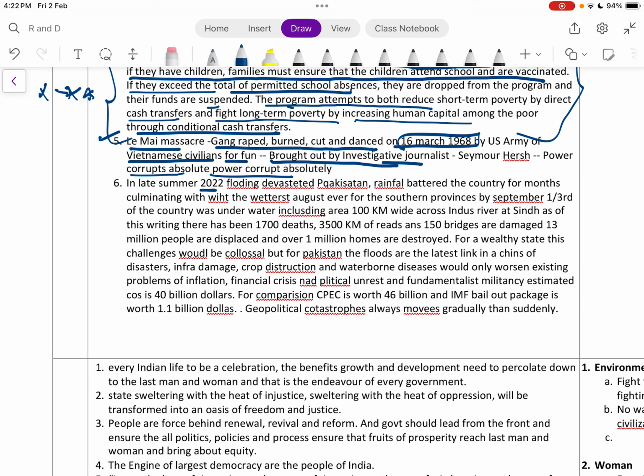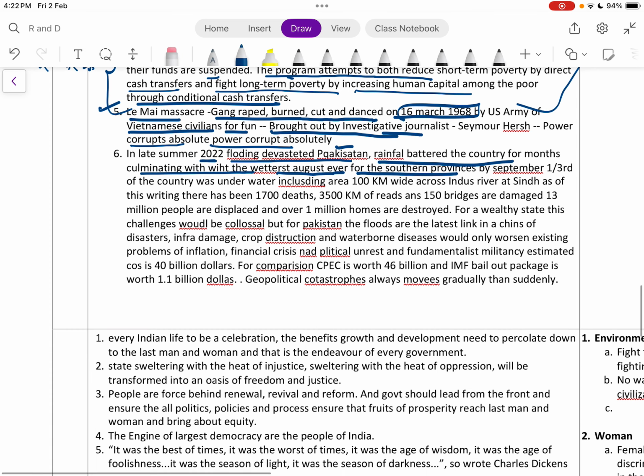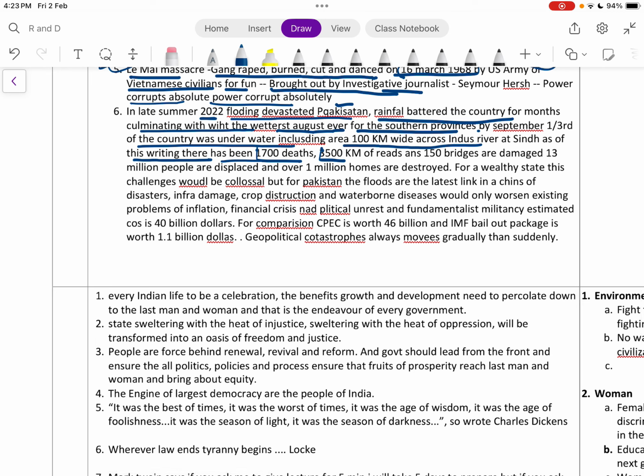In the late summer of 2022, flooding devastated Pakistan. Rainfall battered the country for months, culminating with the wettest August ever for the southern province, and by September, one third of the country was under water, including a 100 kilometer wide area across the Indus at Sindh. As of this writing, there have been over 700 deaths, 3,500 kilometers of roads and 150 bridges damaged, 15 million people displaced, and over a million homes destroyed.